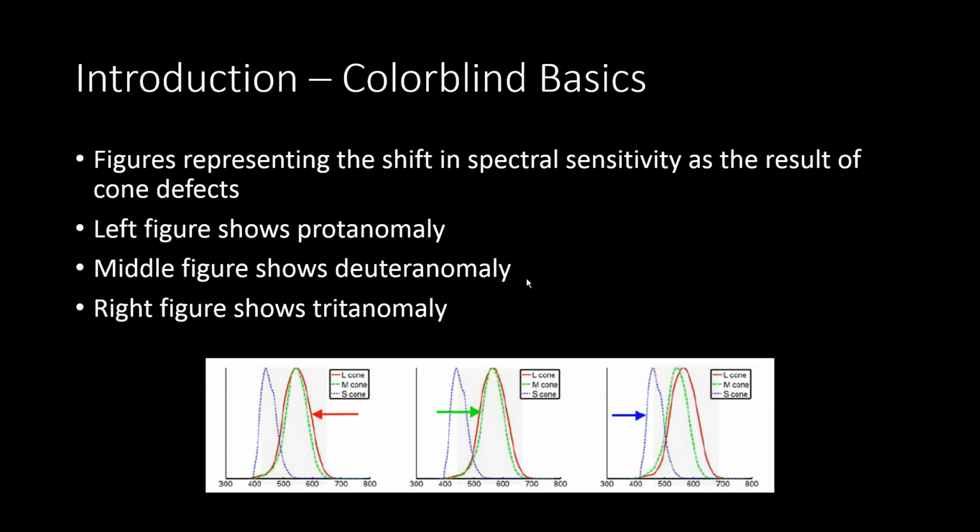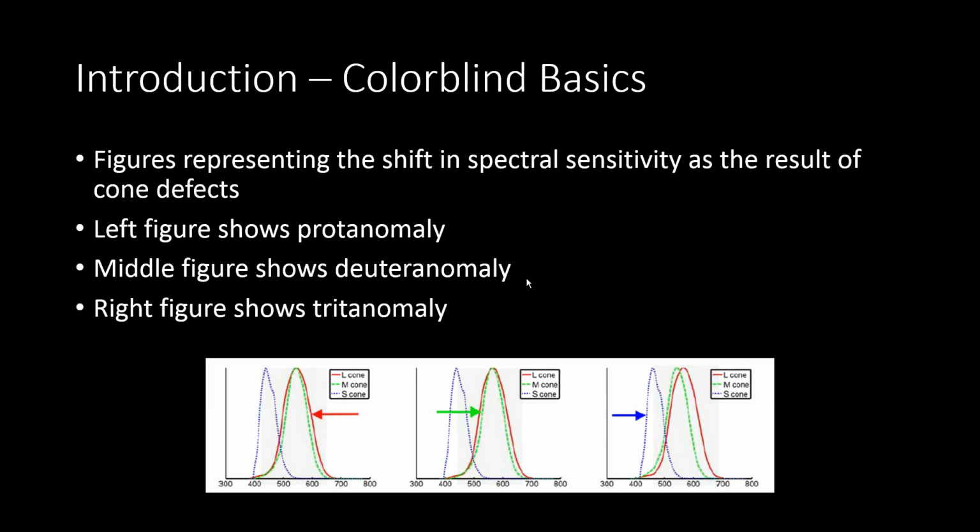The figures on the bottom of the page represent what happens when you have anomalous trichromacy. The figure on the left shows protanomaly, so that is your L cone has a defect. You can see that the band is shifted slightly to the left, and it's more overlapped with the green and the blue cones. The middle figure shows deuteranomaly, which is a defect with the M cone, and you can see that the M spectrum is shifted slightly to the right, such that there is now less overlap with the S cone area, but more overlap with the L cone area. And the right figure shows tritanomaly, which is a defect with the S cone, and you can see that it's shifted to the right, with more overlap on the L and M cones.